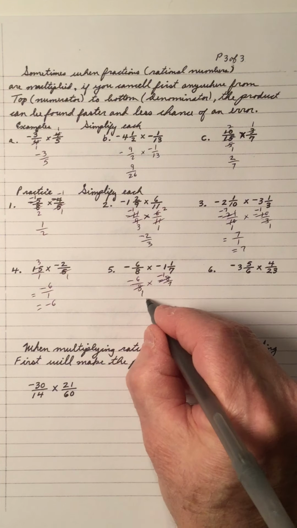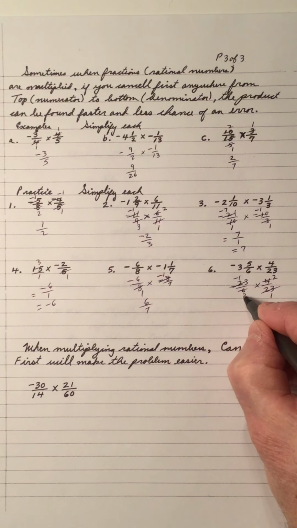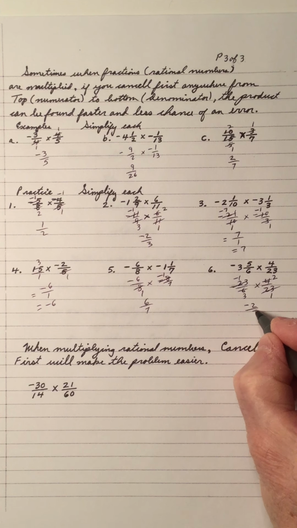And number 6, 18 plus 5 is 23 over 6, negative, times 4 over 23. 23 goes once, 23 goes negative 1. 2 goes into 4, 2. 2 goes into 6, 3. Multiply: negative 2 over 3.